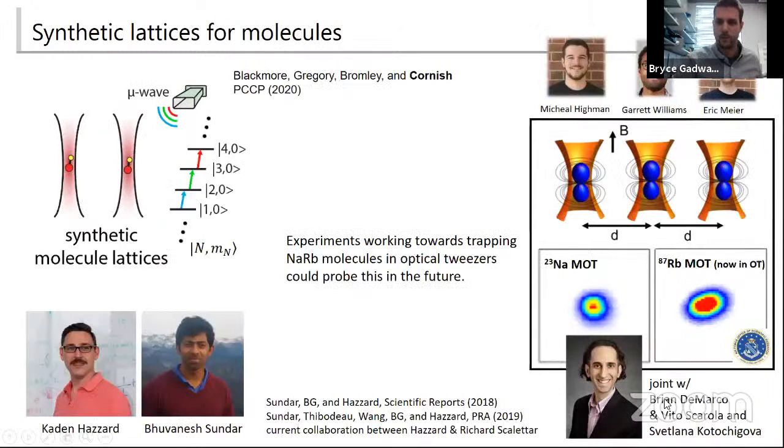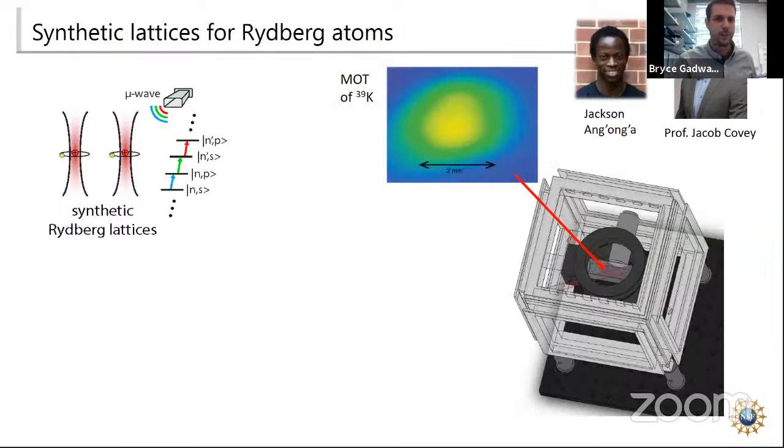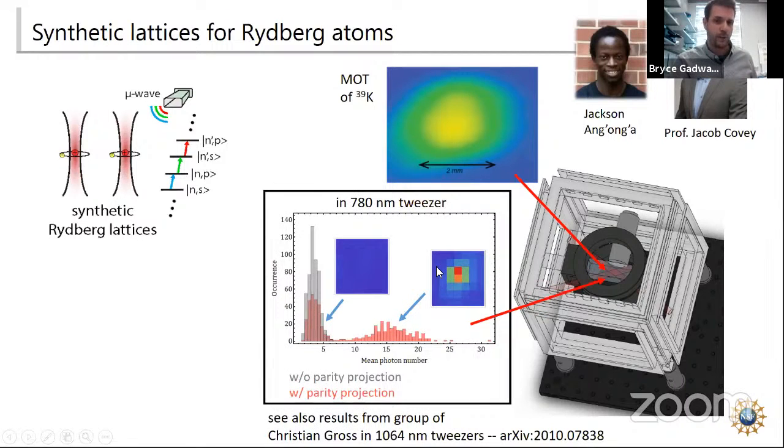This is a project joined with Brian DeMarco, seen here, and students Michael, Garrett, and Eric. We do have a dedicated Rydberg experiment aimed at studying this, led by student Jackson Nganga, and new faculty member Jake Covey has joined on. And so it's potassium-39. We push over atoms from 1 Ma into this chamber. And recently we started loading atoms over the past couple months into a tweezer detuned by about 10 nanometers from resonance, so that's 780 nanometers. And we're starting to see some nice histograms that tell us we have 1 atom.